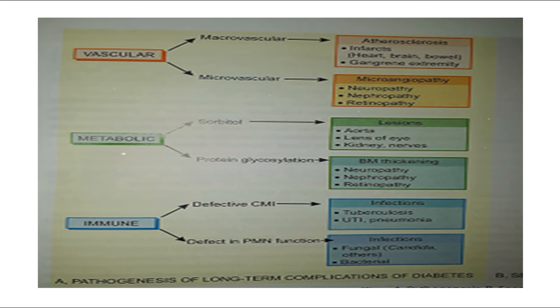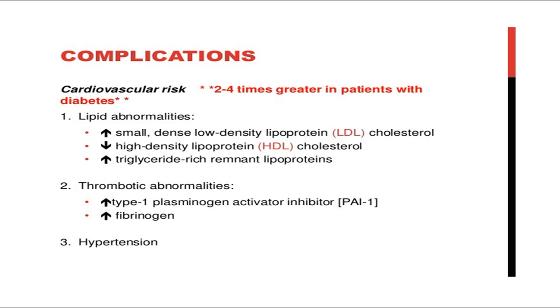So this affects the vascular, metabolic and immune systems, with various complications: atherosclerosis that leads to infarct, neuropathy, nephropathy, retinopathy and various lesions, cataract, basement membrane thickening. So one by one we will discuss briefly the complications of diabetes. There is a cardiovascular risk. It is approximately 2 to 4 times greater in patients with diabetes for the development of cardiovascular disease. There is an increased risk of cardiovascular disease.